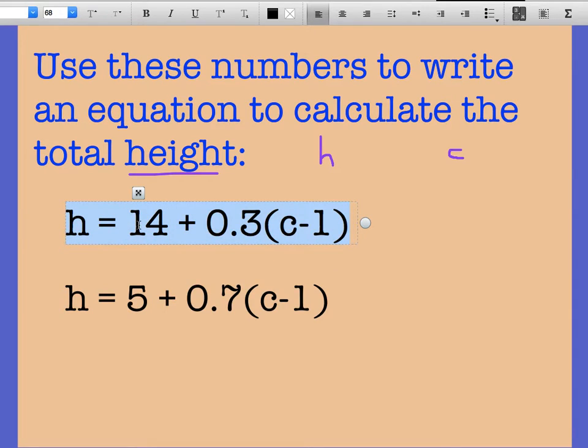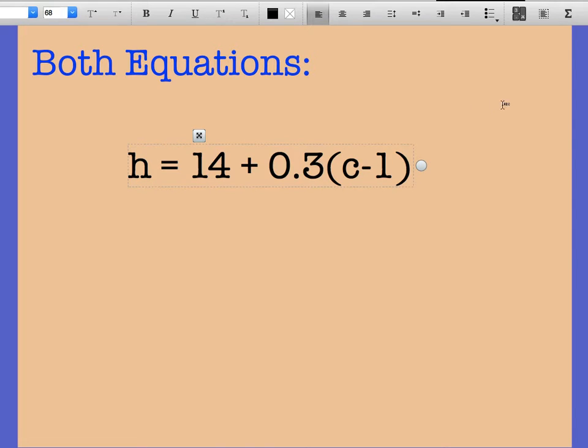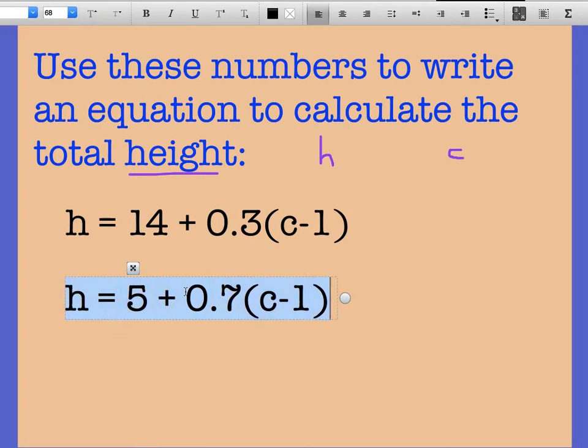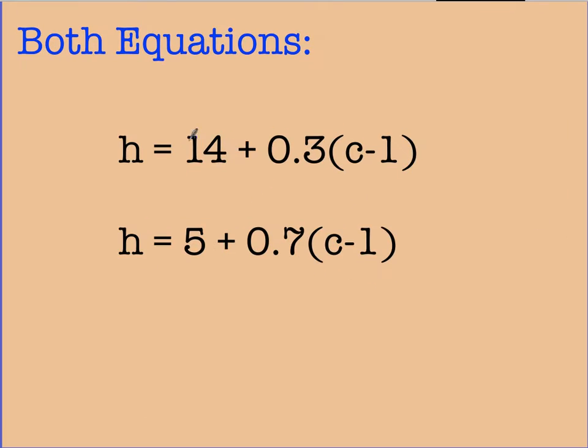All right, we're going to take these equations, and let's just look at them both again. I'm going to type them in here together. And there's a lot of things that we can get from these equations. Depending what grade level, what level of math we're doing with this, we might be asked a lot of different things. Like we see that they both have H, they both have C minus 1. So they're within the same situation of trying to find a total height for any number of containers.